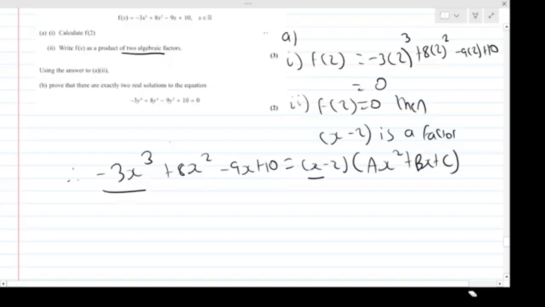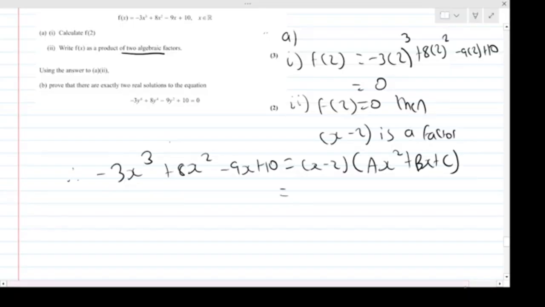And again, our mission is to find the missing values a, b, and c. How are we going to do that? Well, the left-hand side has to equal the right-hand side. So the best way is to expand it, and then we go from there.